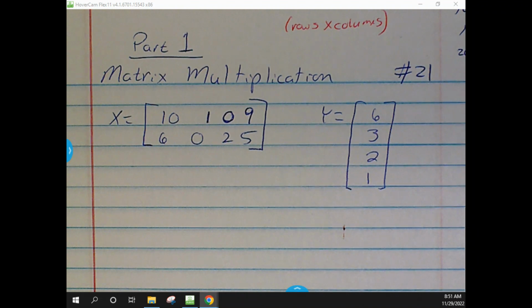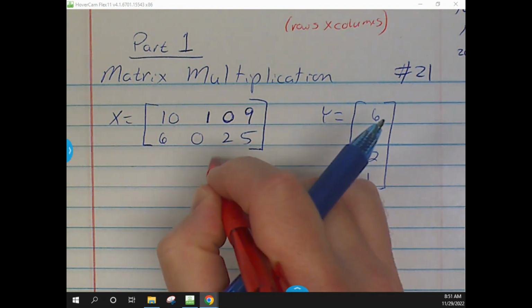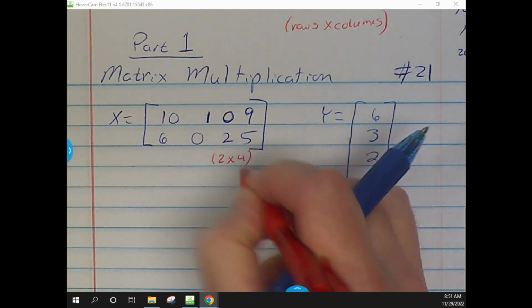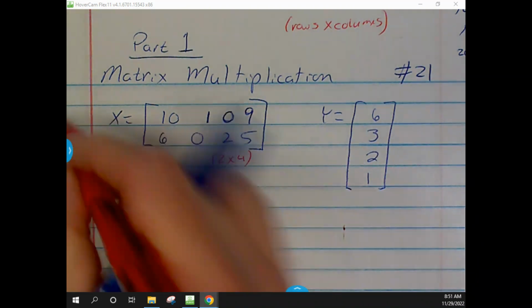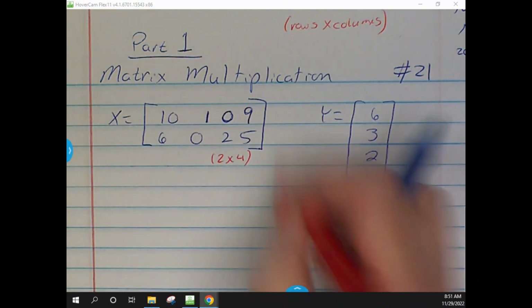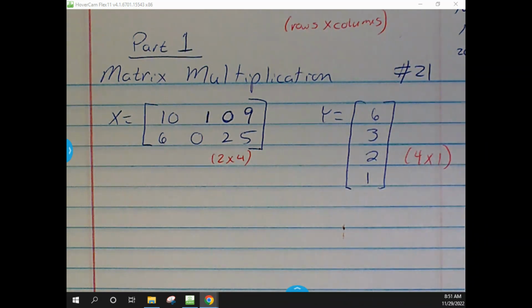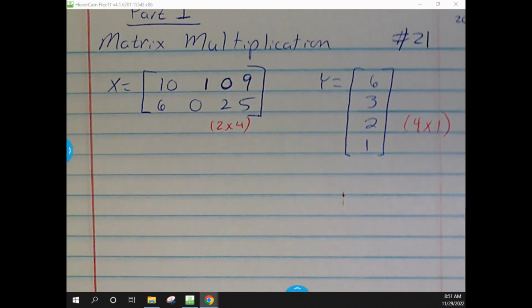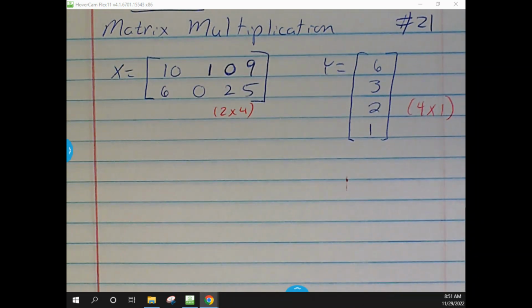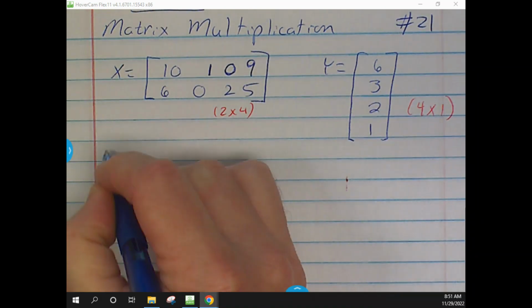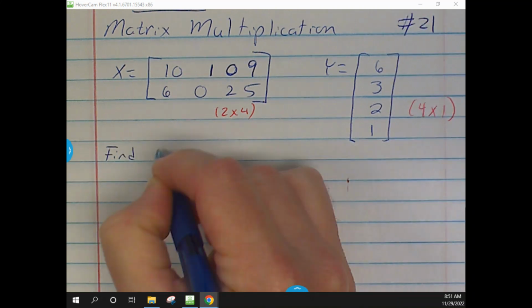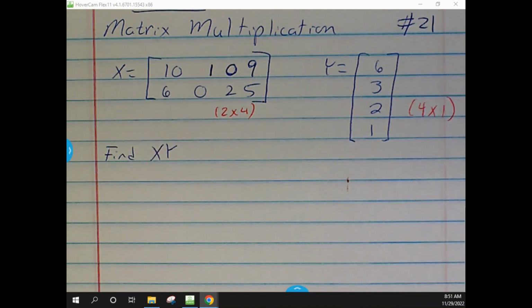All right, so if you check your dimensions here, this one is a 2 by 4 matrix because we got 2 rows and then 4 columns. This one you've got 1, 2, 3, 4 rows, but you've only got 1 column, so it's a 4 by 1 matrix. All right, so let's see if we can find XY.